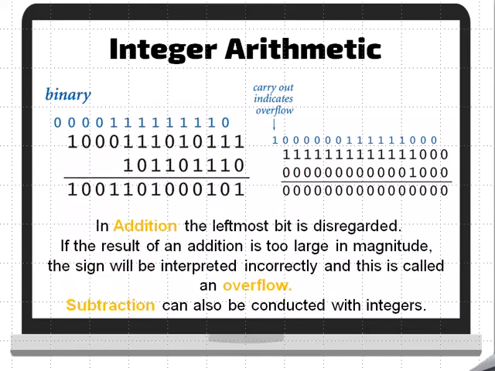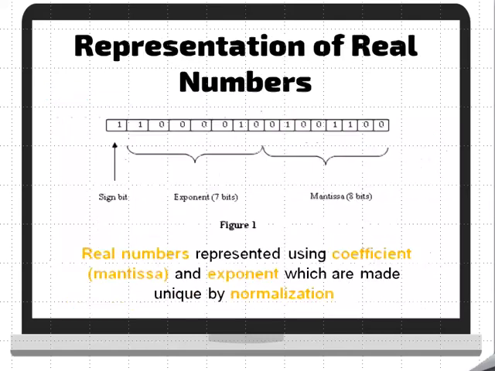We can also conduct arithmetic operations using integers. For example, in addition, the leftmost carry bit is disregarded. If the result of an addition is too large in magnitude, the sign will be interpreted incorrectly, and this is called an overflow, which you can see to the right. We can also conduct subtraction using integers.